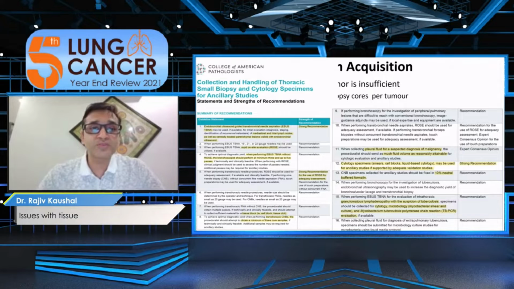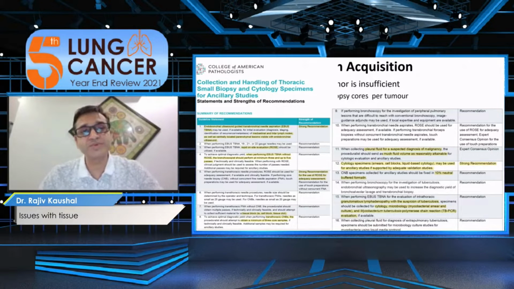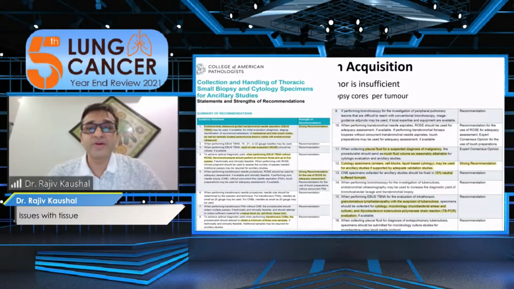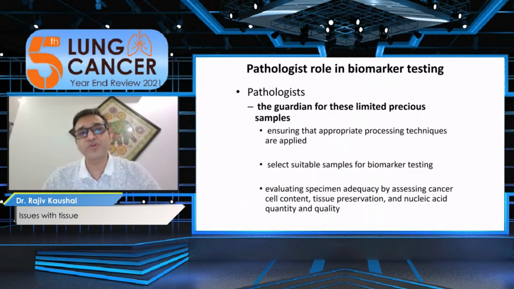There are a few recommendations provided recently by the College of American Pathologists to handle small biopsies and cytology specimens, and these strongly recommend the use of ROSE, that is, rapid on-site evaluation, whenever we are extracting tissue for lung cancer. In addition, they endorse that a cell block should be prepared whenever feasible, and all the tissue should be fixed in 10% neutral buffered formalin.